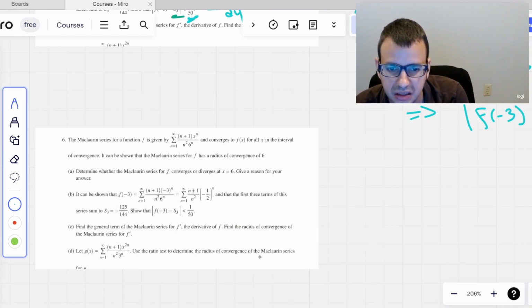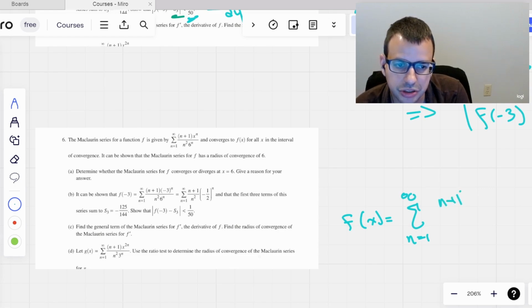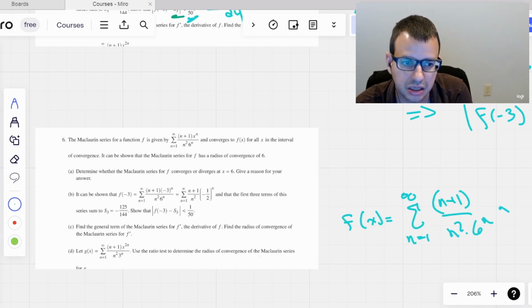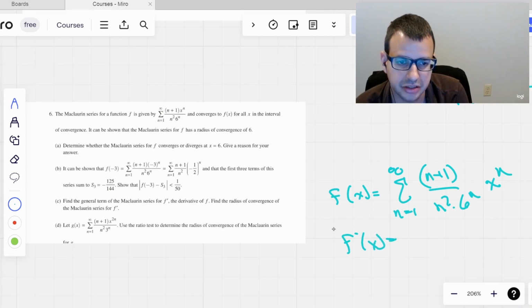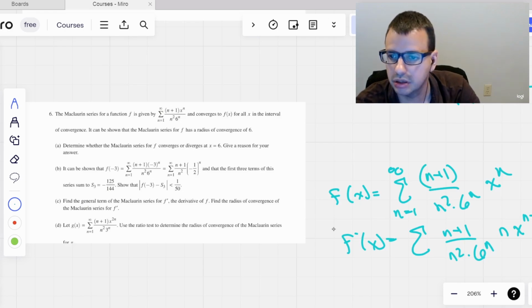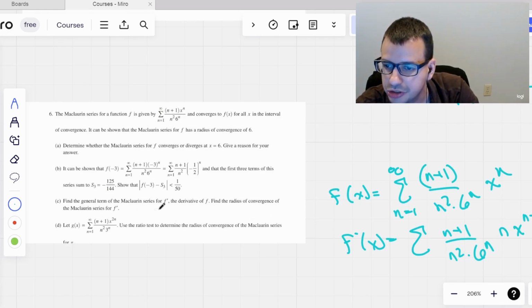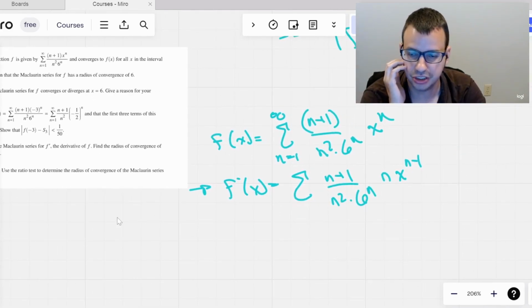I think that's easy. So we have f of x equals summation n equals 1 to infinity of n plus 1 over n squared times 6 to the n x to the n. Therefore, f prime of x is just going to be the derivative of this. N plus 1 over n squared times 6 to the n. Then we do n times x to the n minus 1. Find the general term of f prime of x. Check. Then find the radius of convergence. Okay, then they want us to find the radius of convergence of this.